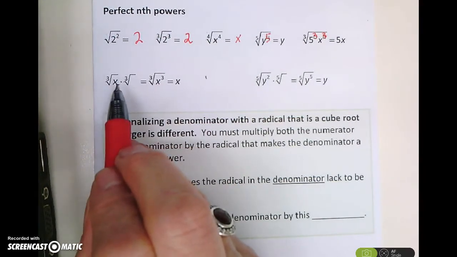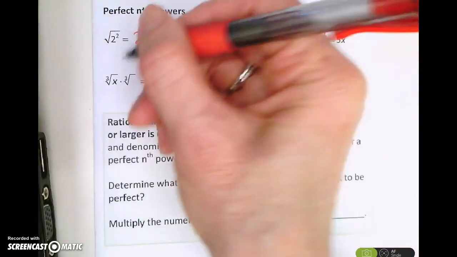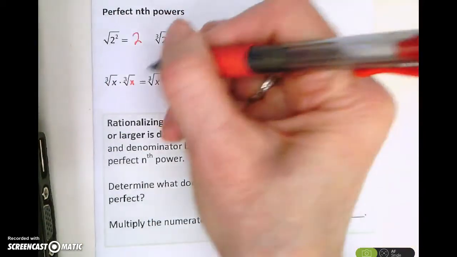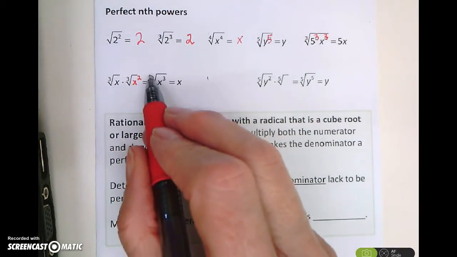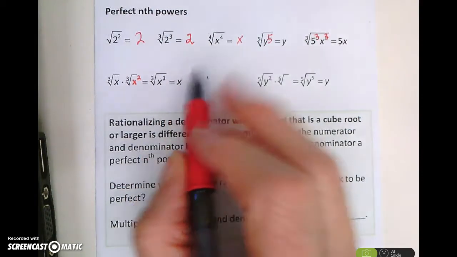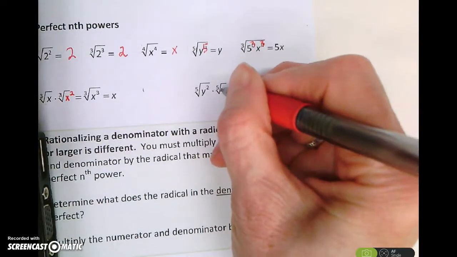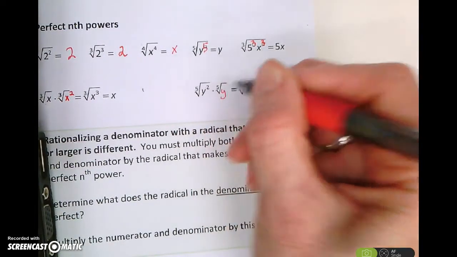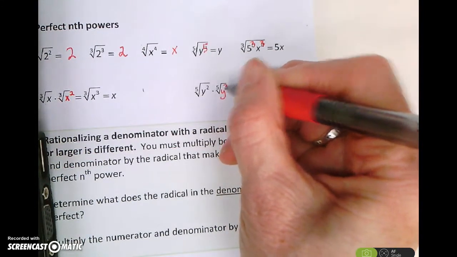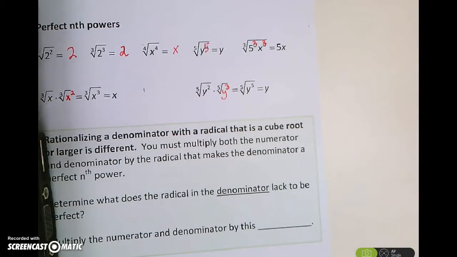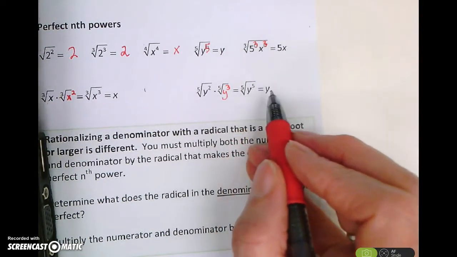So here I have the cube root of x. In order to get the cube root of x to the third, this needs to be x to the second. So now I'm going to have x times x to the second is x to the third, and the cube root of that is going to be x. So here on the fifth root of y to the second, what do I need to make that be perfect inside the radical? Well, I have 2. I need 5. So I'm going to have to multiply by y to the third so that I will then have y to the fifth, and the fifth root of y to the fifth is y.